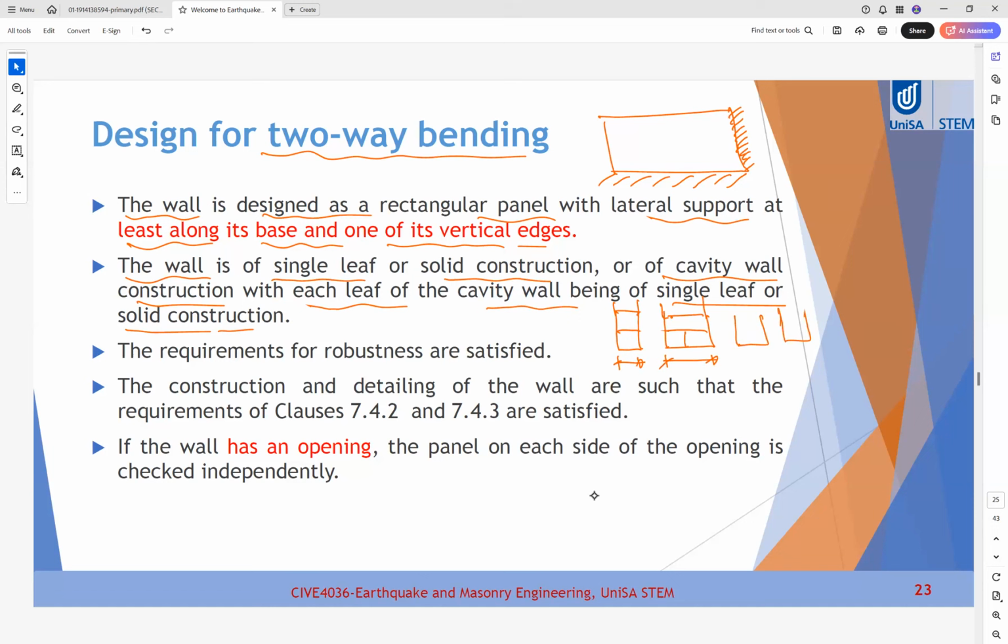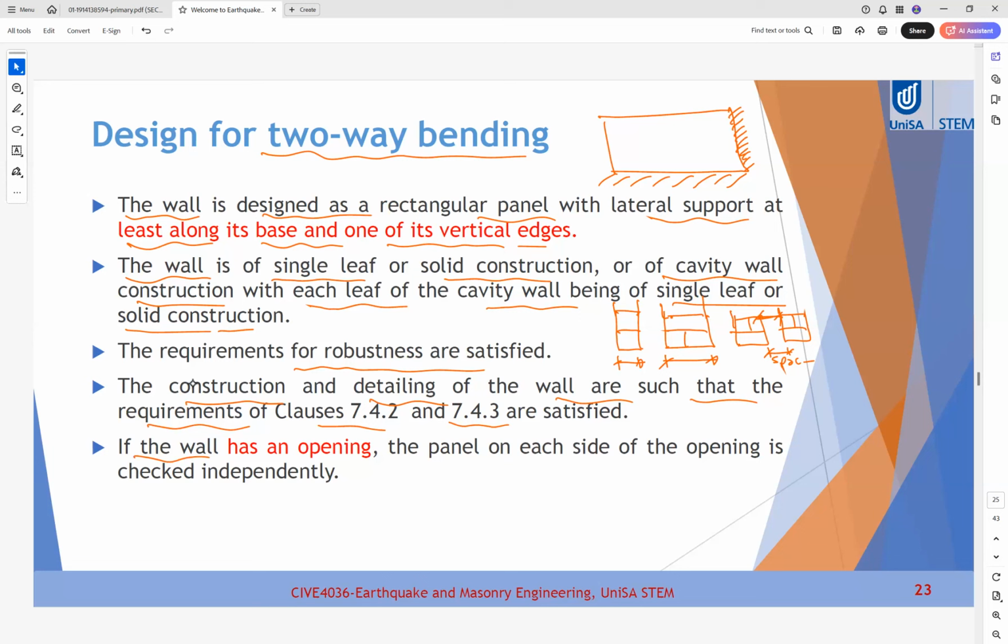Cavity wall: if you have two leaves connected together somewhere, you have a space between them. And solid construction if you have more than one leaf. Okay, so this is the wall. The requirements for robustness are satisfied for this wall. The construction and detailing of the wall are such that they meet the requirements of clauses 7.4.2 and 7.4.3.